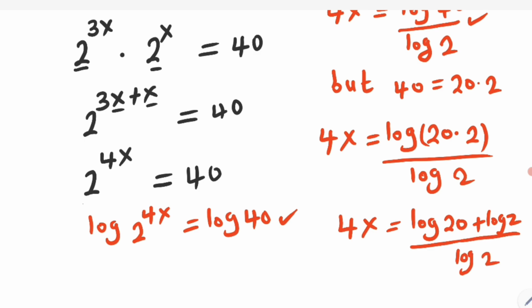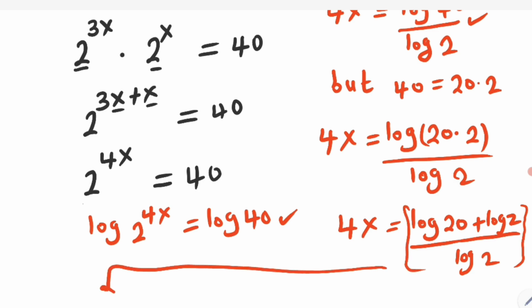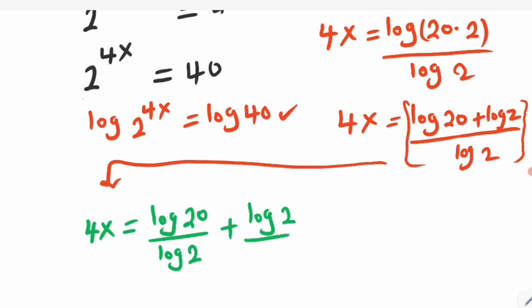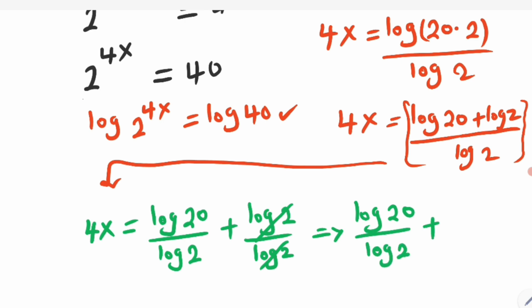If you split this, we have 4x is equal to log 20 over log 2 plus log 2 over log 2. This cancels this, which is 1. This is same thing as log 20 over log 2 plus 1.